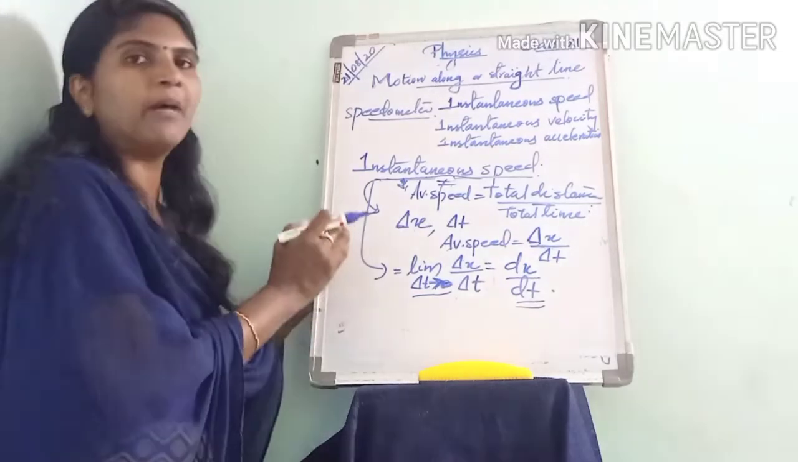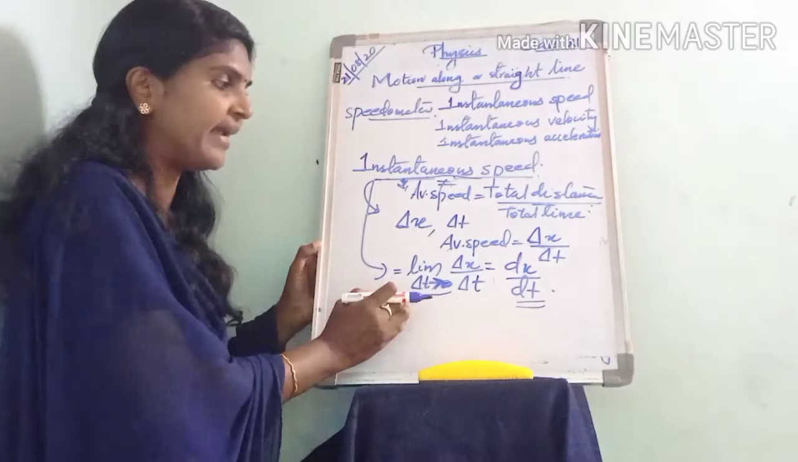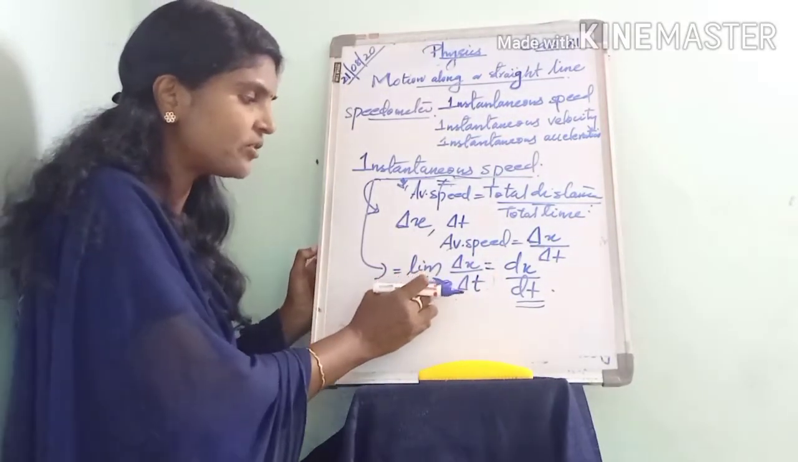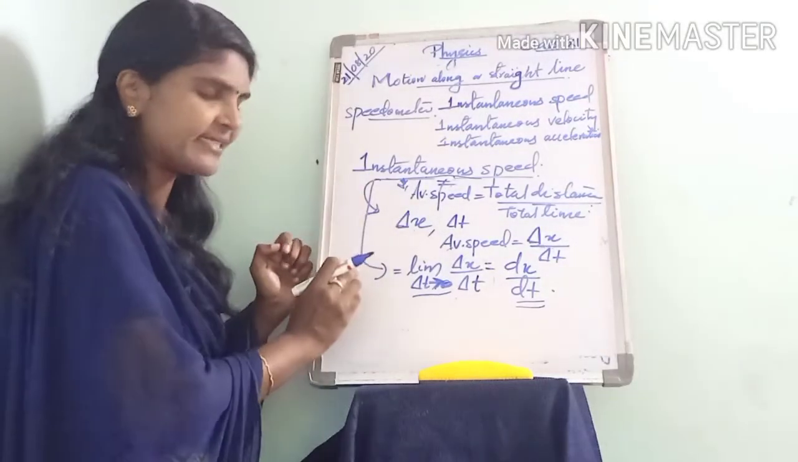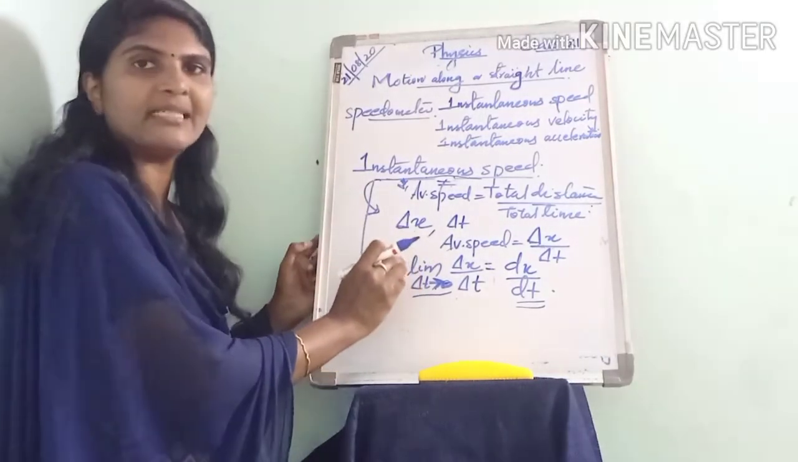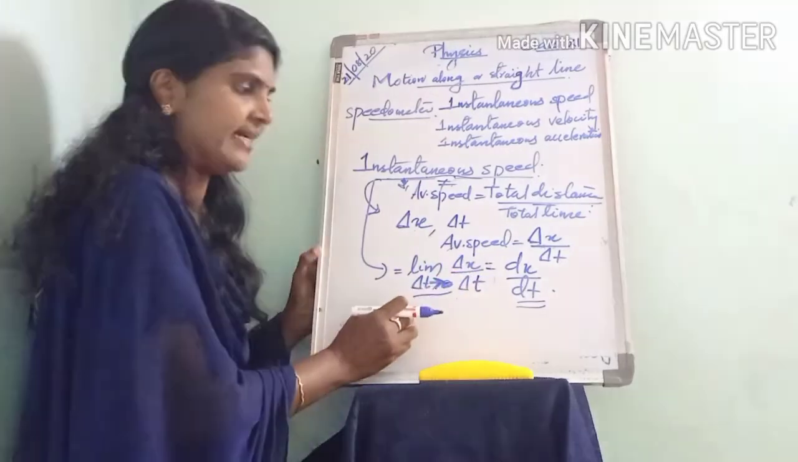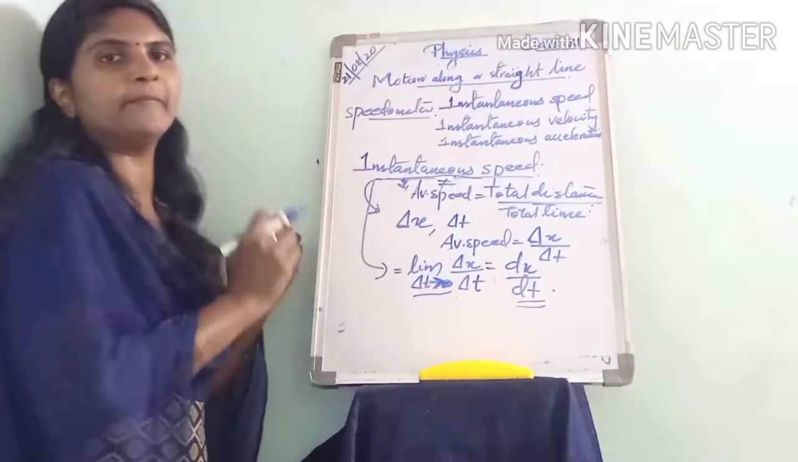Okay, that is about the instantaneous speed. Here we have the equation for instantaneous speed: dx by dt is equal to the limit as delta t tends to 0 of delta x divided by delta t.